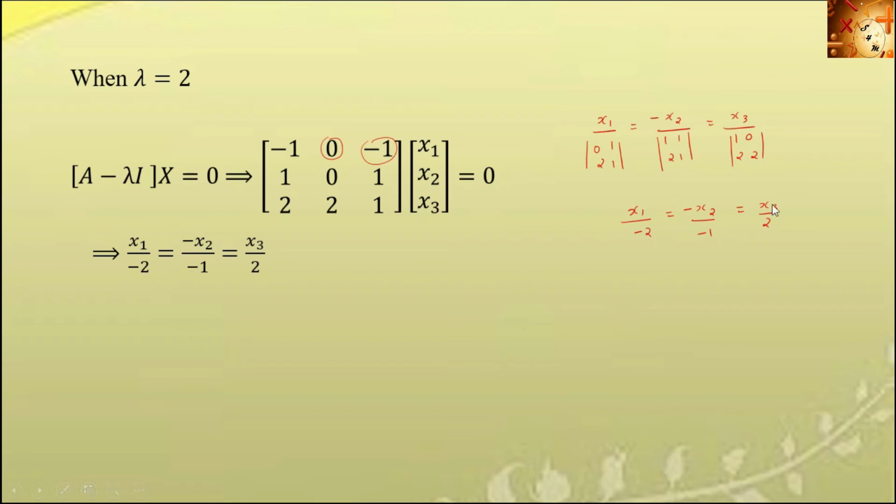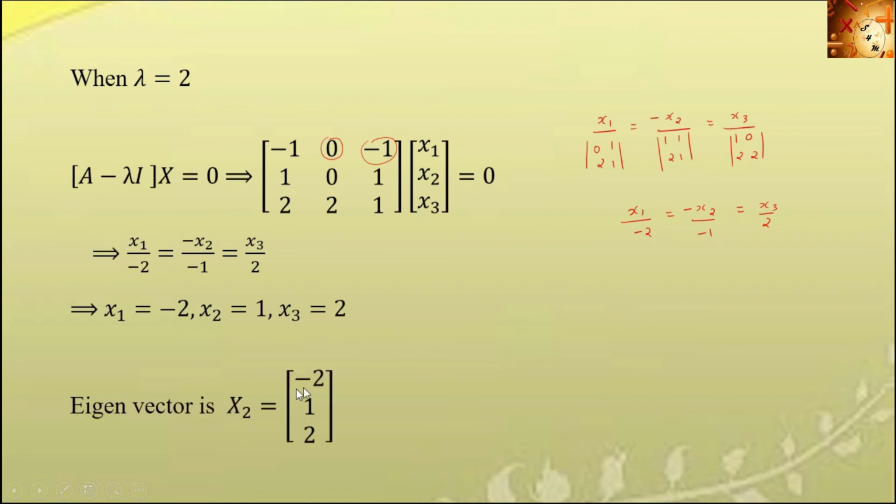So here from these fractions we have x1 equal to minus 2, x2 equal to 1 and x3 equal to 2. Therefore our vector will be minus 2, 1, 2. So this is the second eigenvector.